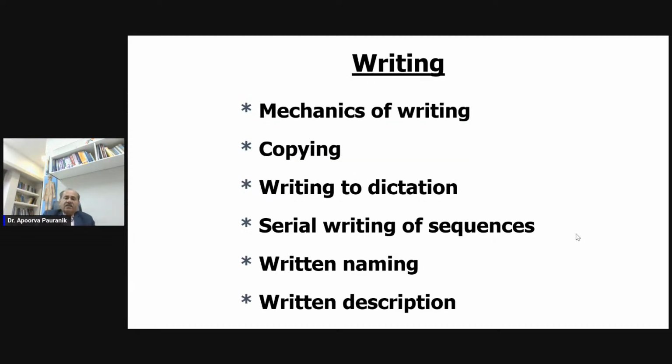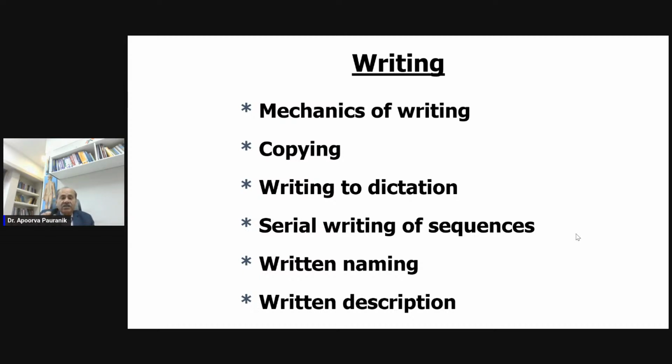Finally, the sixth heading in the assessment of speech and language is writing. So we look for the quality of writing, the handwriting. Then we ask the person to do the copying. So there is a printed text and the patient is supposed to copy. Then we say, listen carefully. Whatever I speak, you have to write.